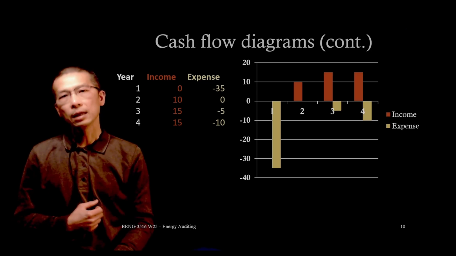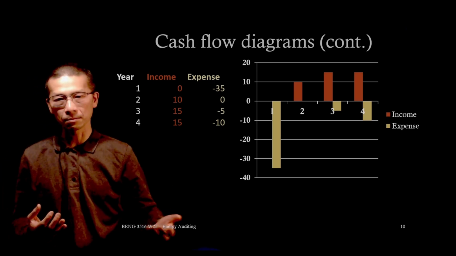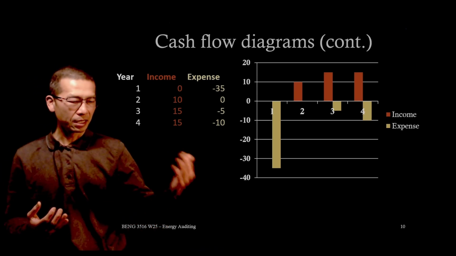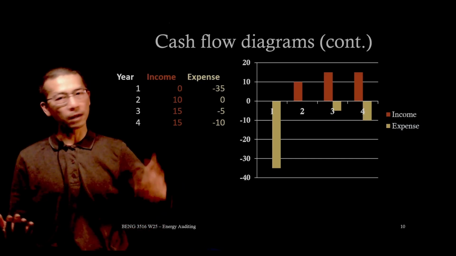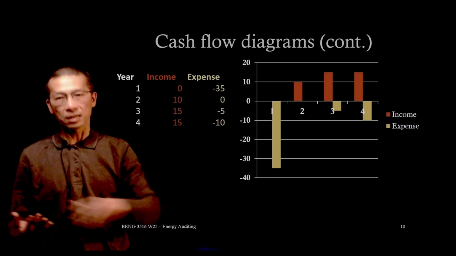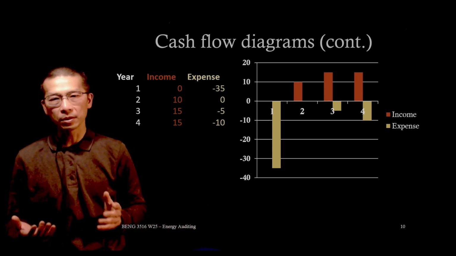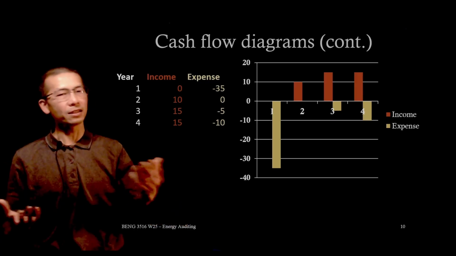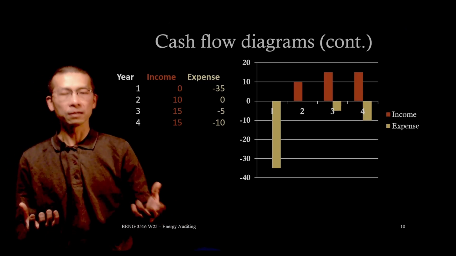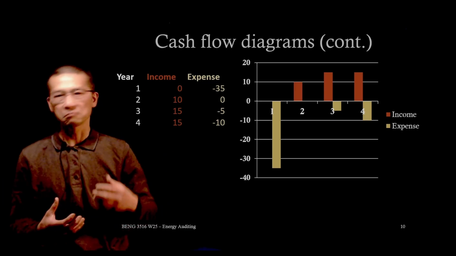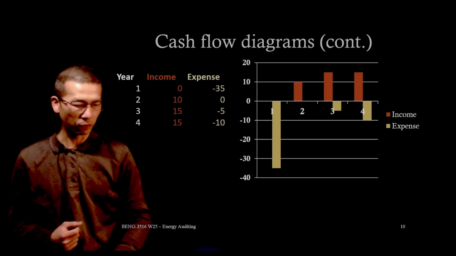Year 2, some benefit begins to surface. So you start to see some income now. And let's say it's 10 units. No expense because all the money has already been spent in year 1. No expense for the second year. What happened? Well, after a year of operation and tuning, the system starts producing modest energy savings. No major maintenance or upgrades are required, right, for that year.